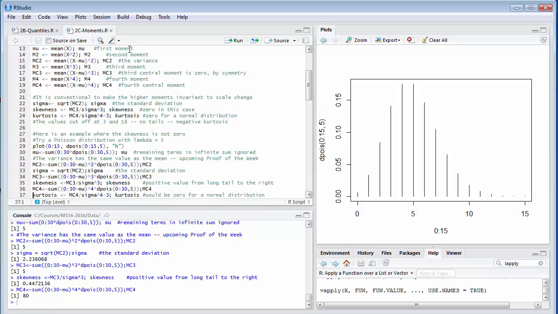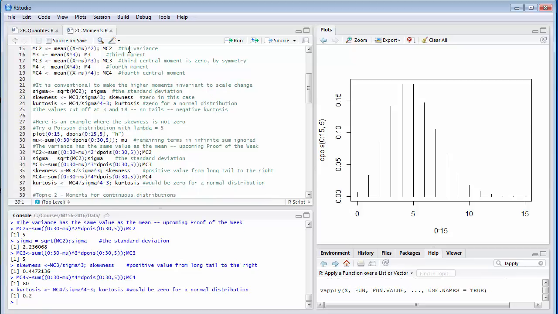Finally, I compute the fourth central moment, which comes out to precisely 80. It's interesting that it's an integer. And to compute the kurtosis, I divide that by the fourth power of the standard deviation and subtract 3. I get 0.2. That means this has just slightly fatter tails than a normal distribution.